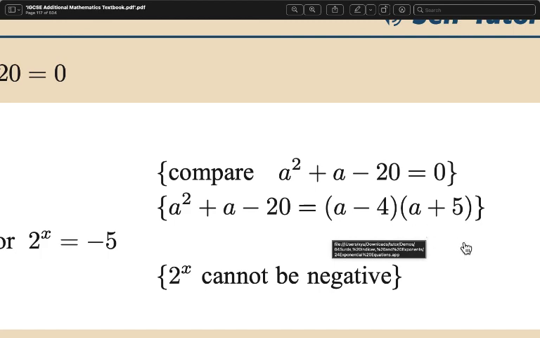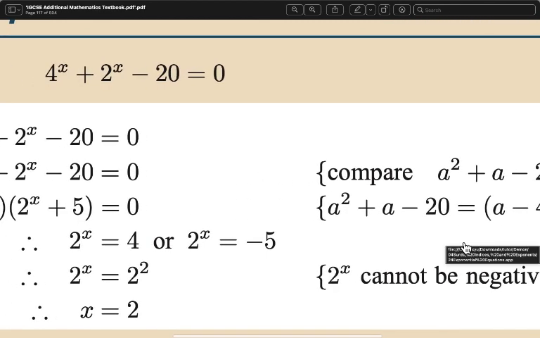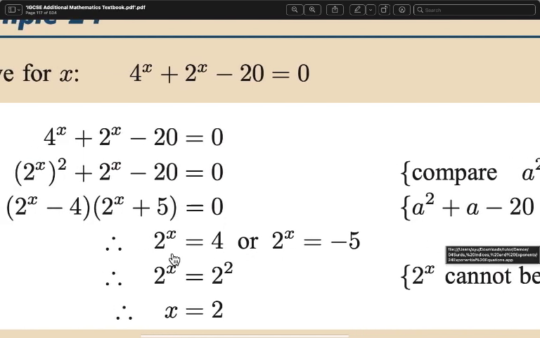A equals 4 and a equals minus 5. Then you input the original value in. So a is equal to 2 to the power of x. 2 to the power of x equals 4, and 2 to the power of x equals minus 5. However, unfortunately, 2 to any power cannot be a negative value, so the answer of negative 5 has been rejected. However, 2 to the power of x equals 4, as 4 is 2 squared, so x is going to equal 2.